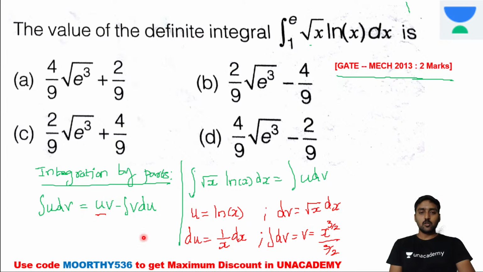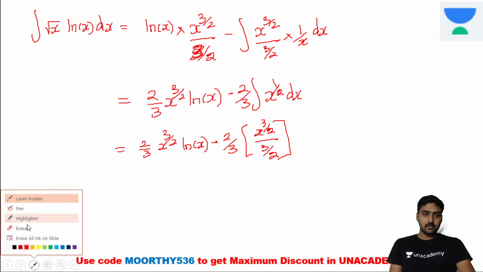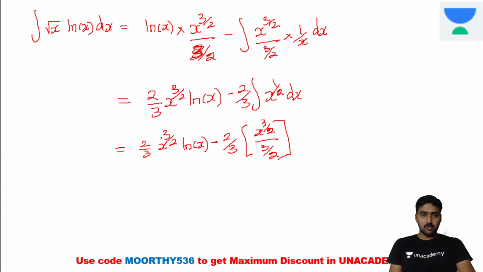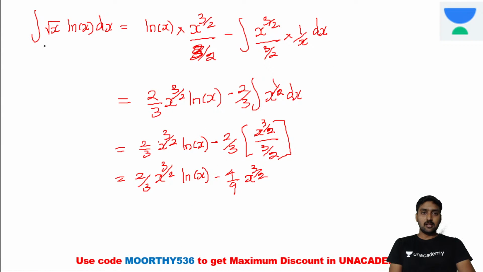After identifying this value, we need to convert this equation by applying the limits. By applying the limits, we are converting it into the definite integral. Now we are going to apply the limits. It's equal to 2 divided by 3 x power 3 divided by 2 logarithmic of x minus 4 divided by 9 x power 3 divided by 2. By applying the limits, we are converting the indefinite integral to the definite integral. Now what will be the limit? 1 to exponential is the limit, so it's 1 to e.